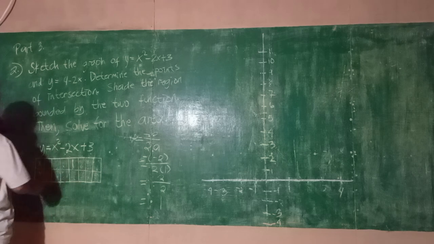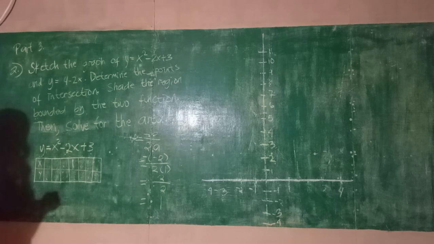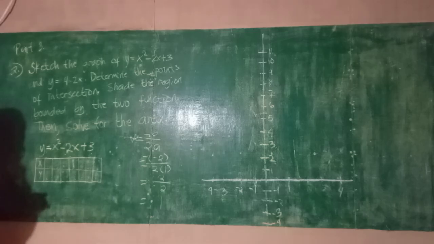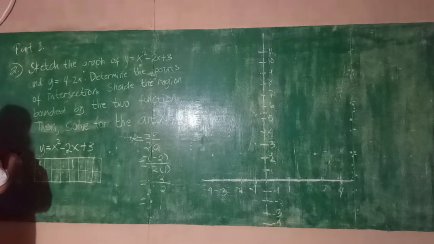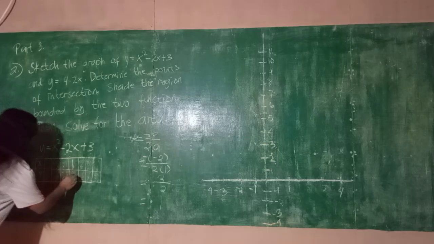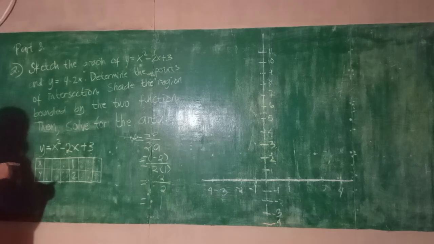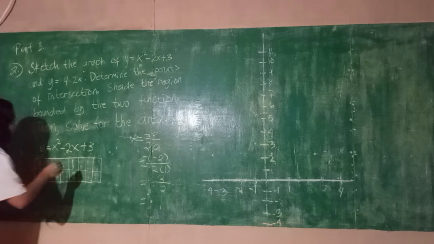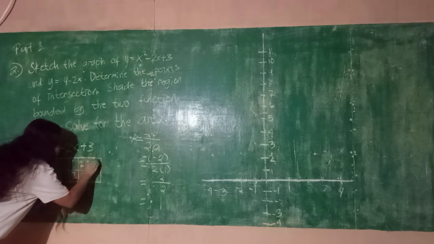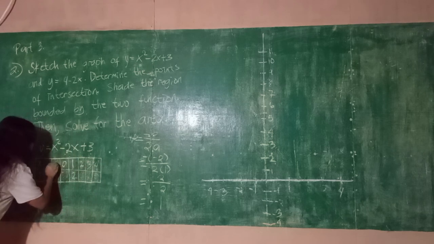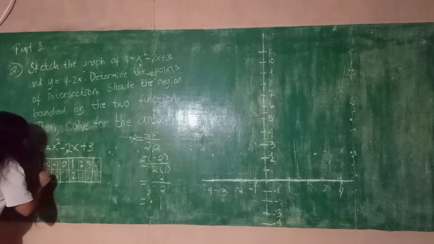Now, since we have the value of the x coordinate, which is 1, if we substitute it into our given function, y equal to x squared minus 2x plus 3, we can get its y coordinate. If we substitute 1 into our function, the y is 2. And then we need to move 3 coordinates to the right side and left side. So, 2, 3, and 4, then 0, negative 1, and negative 2.